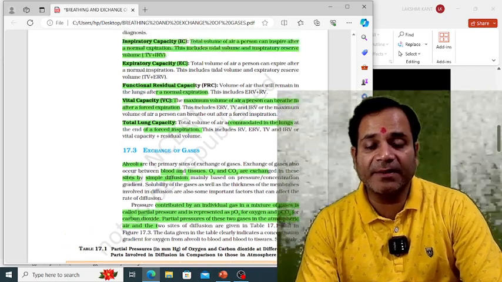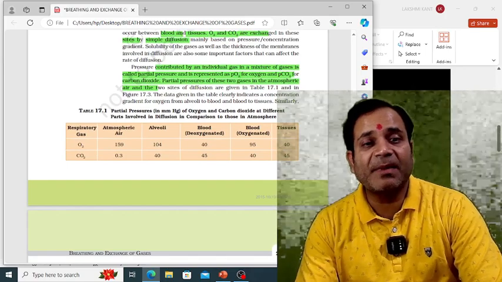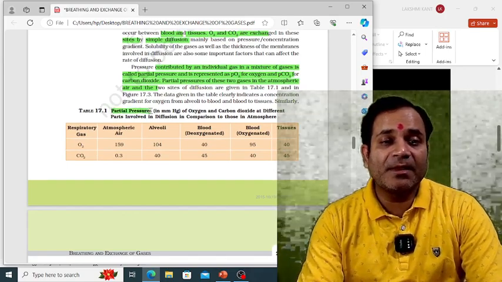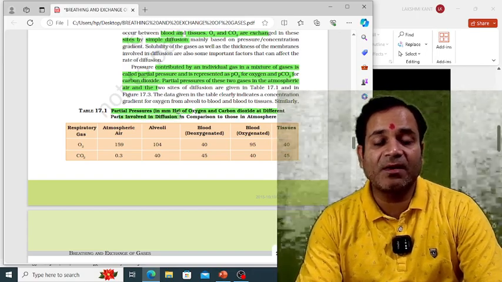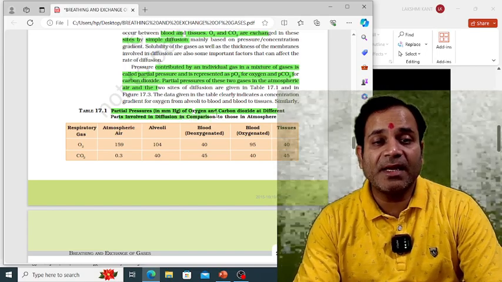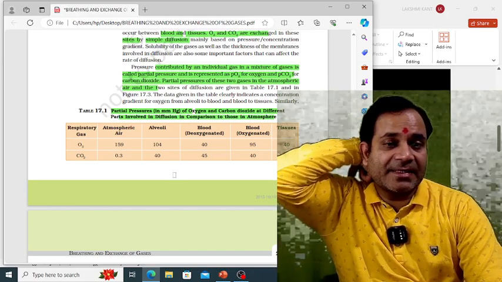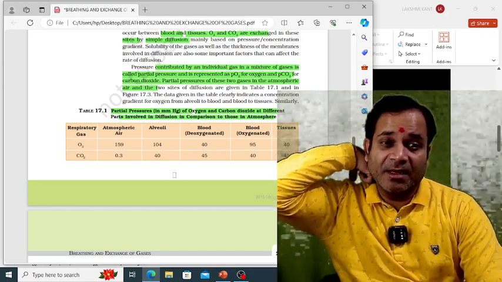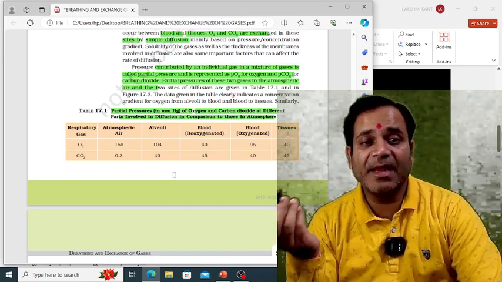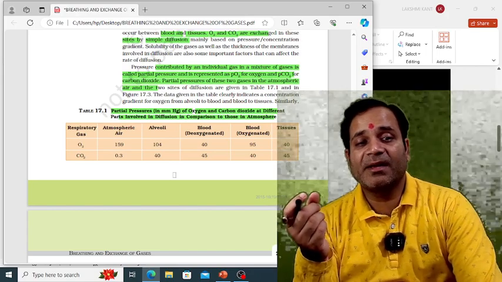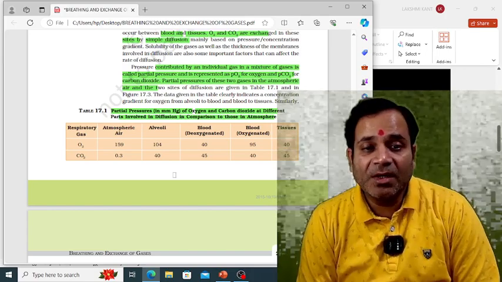Here the data is also given. Check here. Here the data is also given: what is the partial pressure in mm of Hg of oxygen and carbon dioxide at different parts involved in the diffusion, in comparison to those in the atmosphere. Let's see. Here you have to mark that very partial pressure of oxygen and carbon dioxide in the parts involved in the diffusion, in comparison to those in the atmosphere.